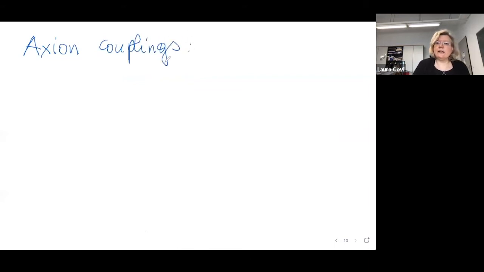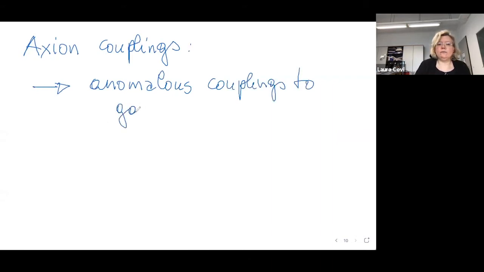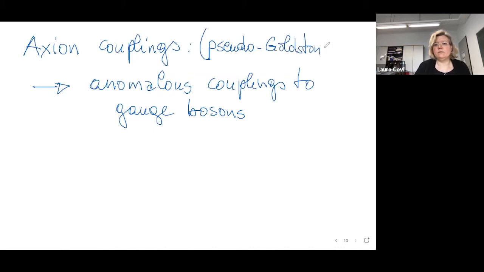So in some sense, the axion couplings are of two types. So you have these anomalous couplings, so the G G-dual, the F F-dual, to gauge bosons. And this is typical of a pseudo-Goldstone boson. So it's generically true also for ALPs, or for things of that type.